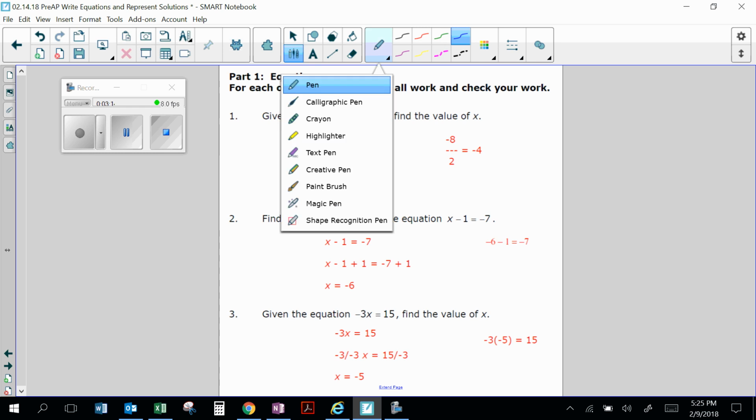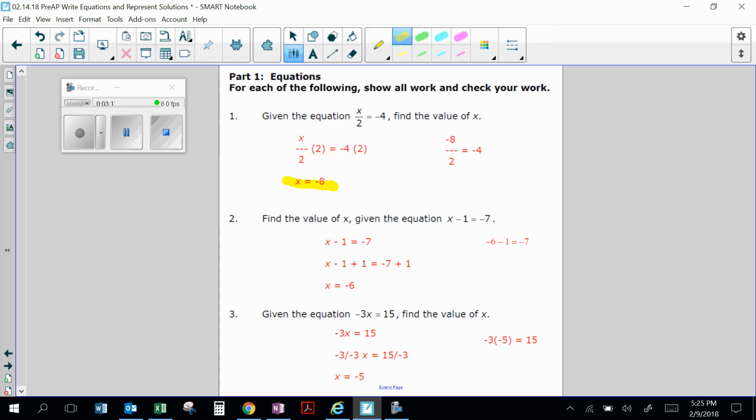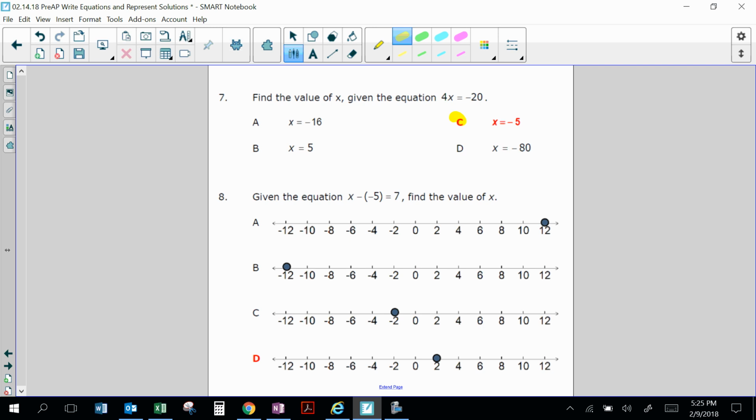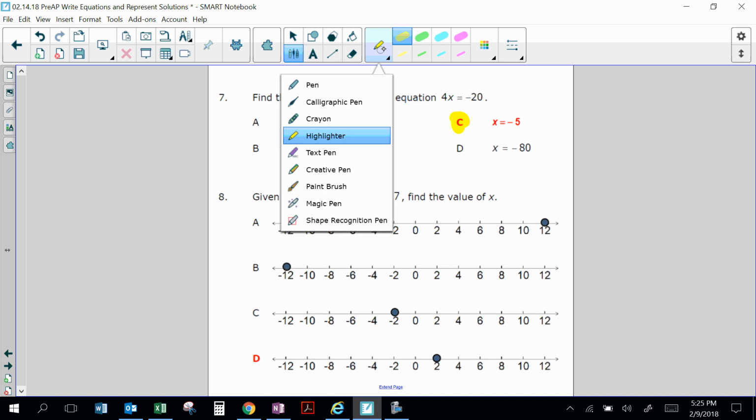Number 1, let me use a highlighter. Number 1 is -8. Number 2 is -6. Number 3 is -5. Put a check or X. Number 4 is 1. Number 5 is 25. Number 6 is 5. Number 7 is C because you divide both sides by 4. Number 8, let's talk about number 8.